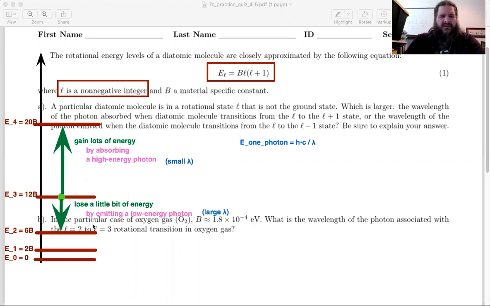And then it looks like in part B, it's asking for some actual numerical calculations specific to oxygen gas. So let's see if we can run the calculations here and plug in the actual numbers. It might be more useful in a case like this to run the calculations with variables, and then we can fill in numbers at the very end. We're specifically going from state 2 to state 3. I think that will be this transition. So the transition from 2 to 3.